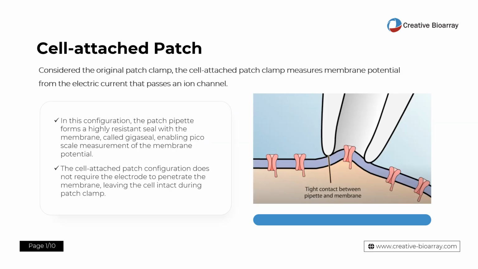Cell-attached configuration. Considered the original patch clamp, the cell-attached patch clamp measures membrane potential from the electric current that passes an ion channel. In this configuration, the patch pipette forms a highly resistant seal with a membrane, called gigaseal, enabling picoscale measurement of the membrane potential. The cell-attached patch configuration does not require the electrode to penetrate the membrane, leaving the cell intact during patch clamp. For this reason, this type resembles the native physiological state the most.